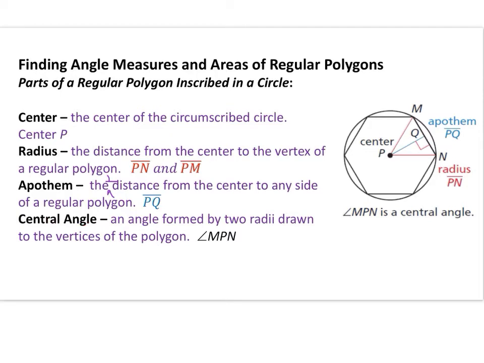And then you have your central angle, which is an angle formed by 2 radii drawn to the vertices of the polygon. In this example, it's angle MPN. You just need to recognize that you can have 6 different radii. You can also have 6 different apothems. And you can have 6 central angles because there are 6 sides. So if you increase to 7 sides, you'd have 7 of each of those items.